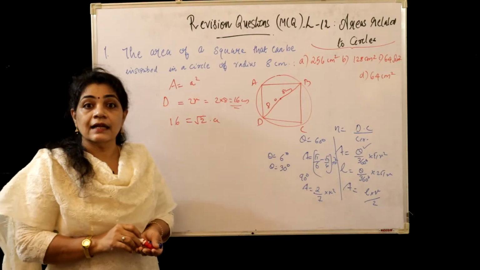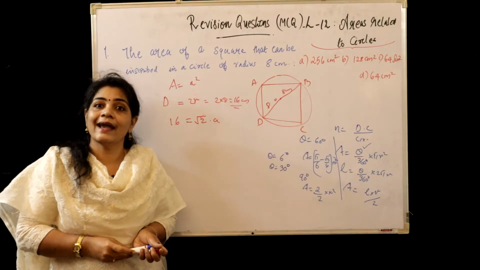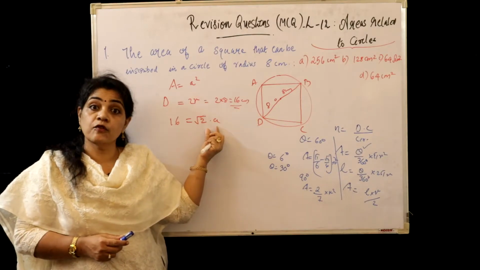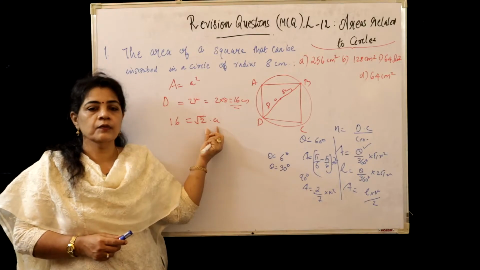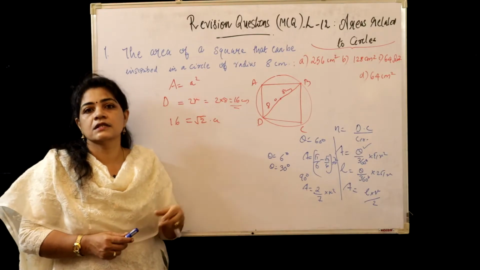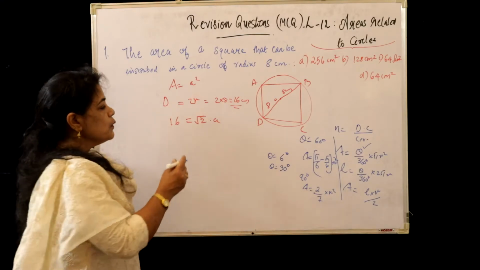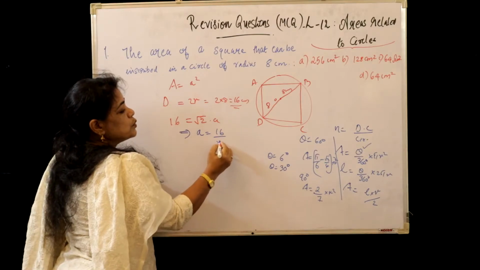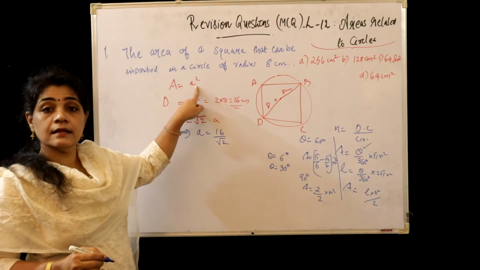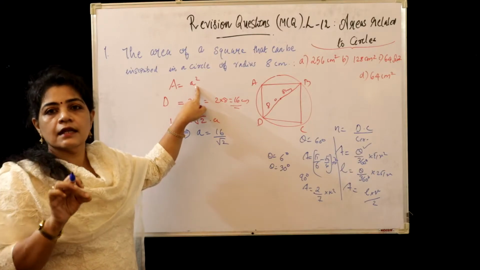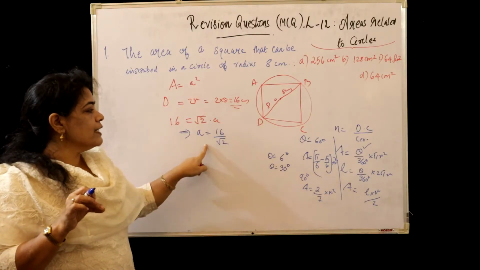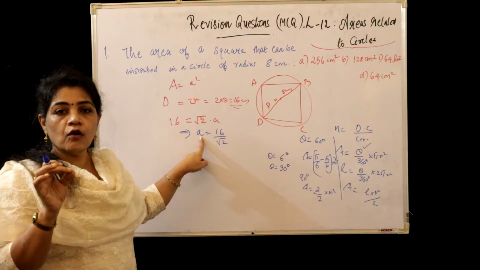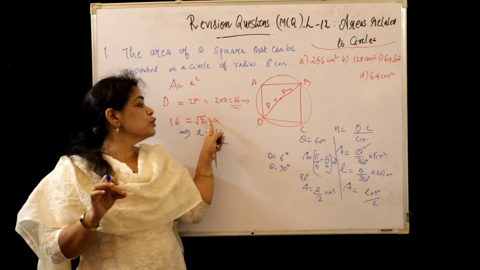We have seen that the diameter of the circle is equal to the diagonal of the square, and we got the diameter 16. So root 2A is the formula of the diagonal of a square. So root 2 into A is equal to 16, and from this equation you get the side of the square equal to 16 by root 2. Because we need the side, the area of the square inscribed in a circle is asked. So we have found that A is equal to 16 by root 2 by considering the formula of the diagonal of a square, root 2 into A.